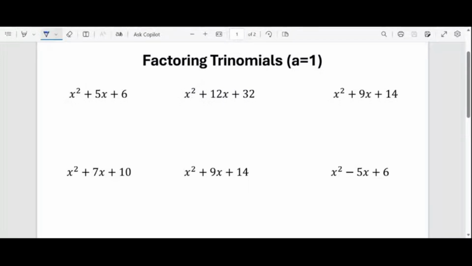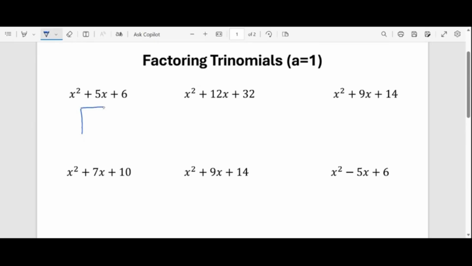In this video, we're going to cover the most basic form of factoring trinomials. So we're left with trinomials, and there is no number in front of our x, so the a value that we can't see here is 1. I'm going to teach you how to factor trinomials using a square. This is called the area method.